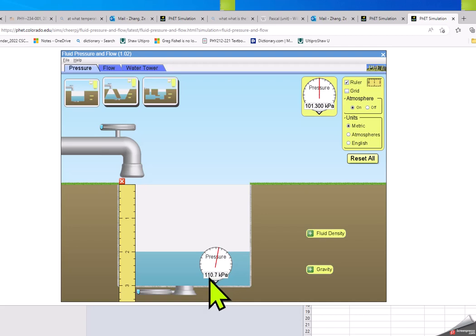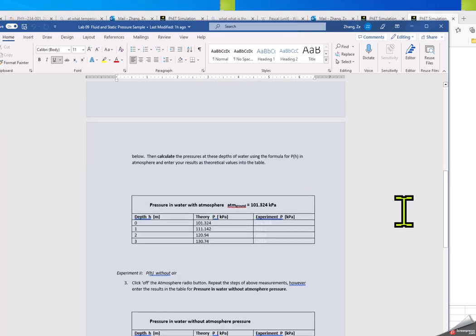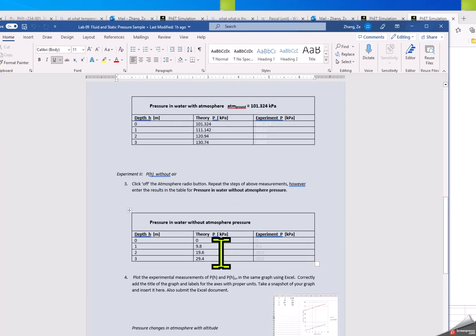So how much did it go up? Just write down with air pressure on top, and at the bottom, 1 meter below water, it is 107. So then you will have entered this 107 over here. So 0, 107. You enter to this experimental data 107, for example.